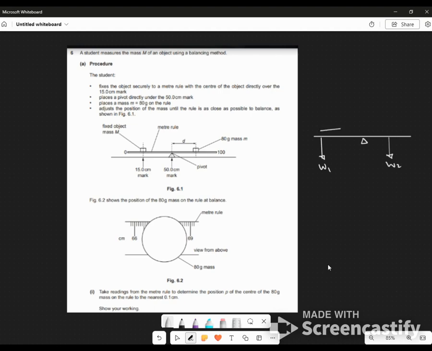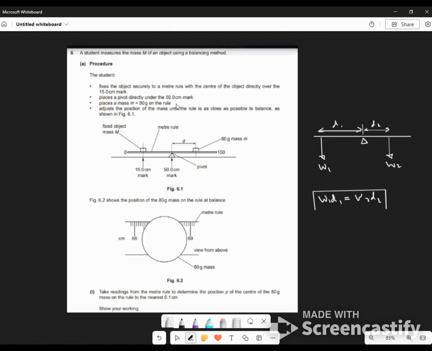Let's call the distance between there and there, I'm going to call that distance 1. And we draw a quick line there. And the distance between those two, this one, I'm going to call this distance 2. Okay, so the law of moments says this: W1 D1 is equal to W2 D2. And this is something called the law of moments.